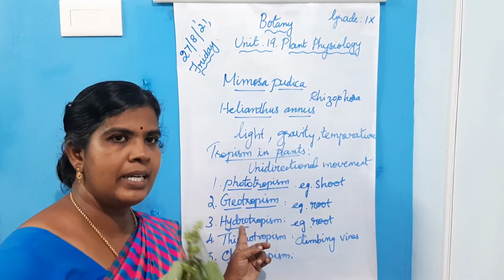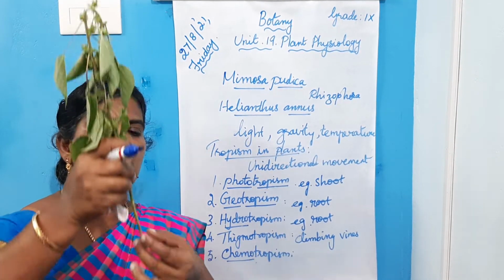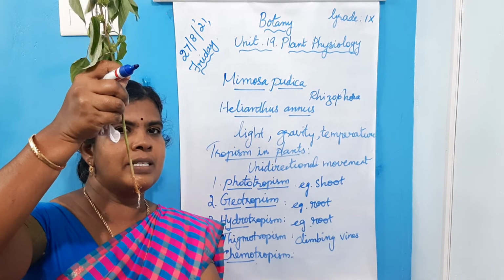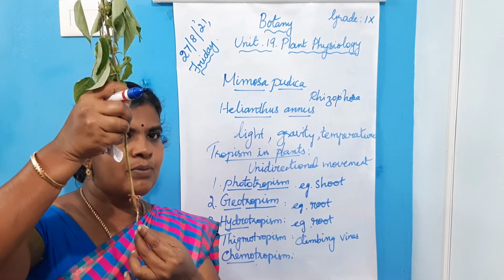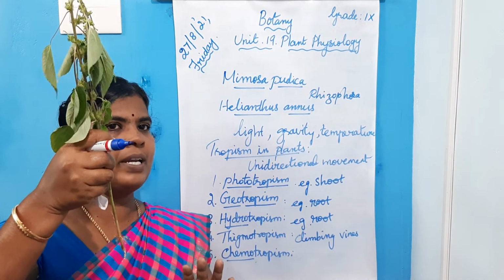Hydro means water, tropism means movement. Example, root of a plant. The root always grows towards water, so it is positively hydrotropic.